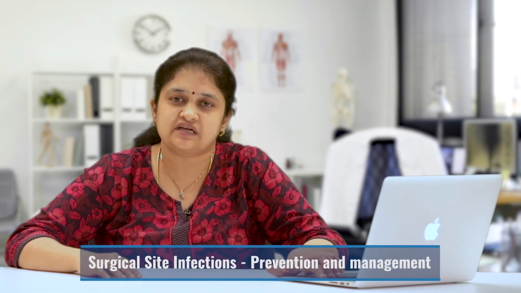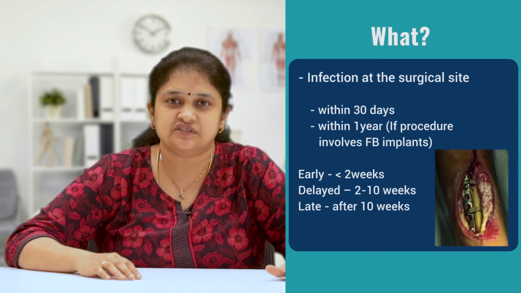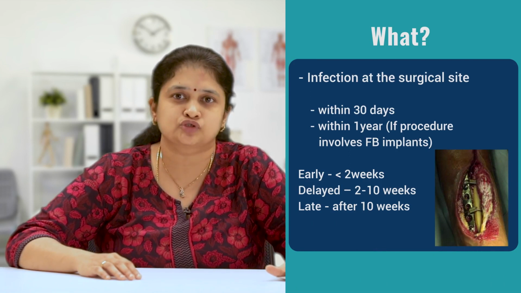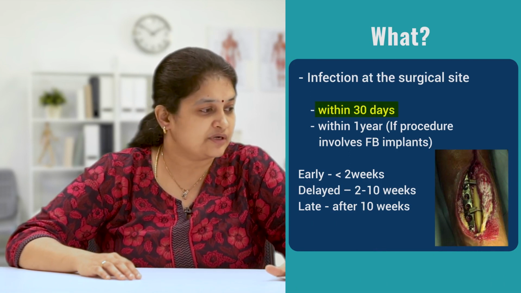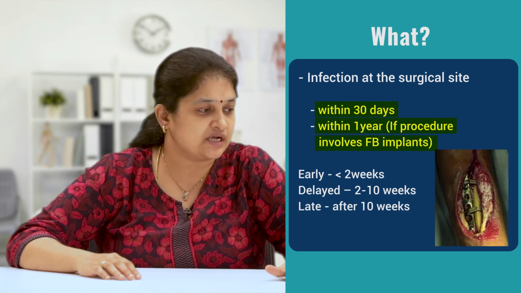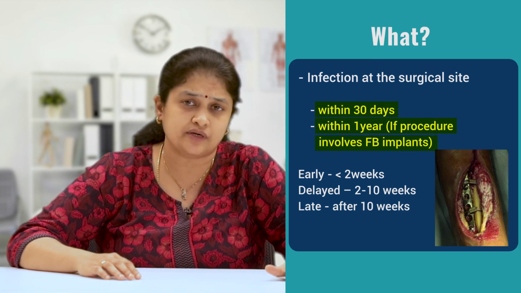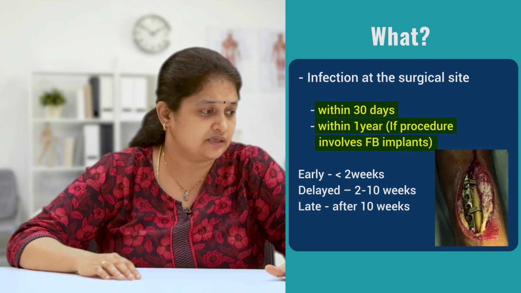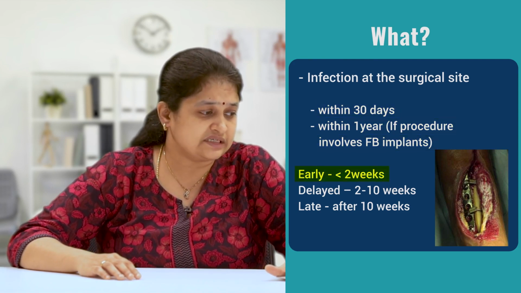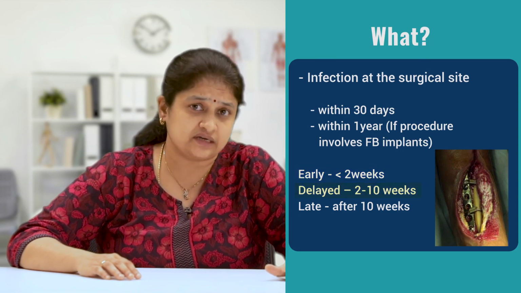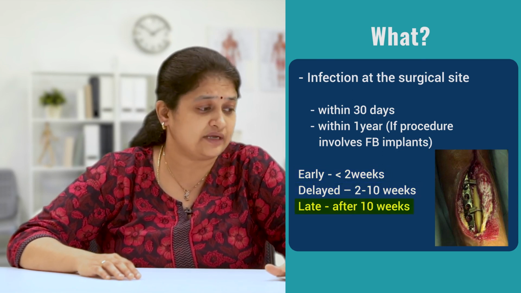So this session is about surgical site infections, prevention and management. So what is a surgical site infection? Surgical site infections are infection at the post-operative wound site anywhere between 30 days to 1 year. So within 30 days for any normal surgery, and if the procedure involves foreign body implants, it's going to be 1 year. So it can be as early as less than 2 weeks, delayed for 2 to 10 weeks, and it is called a late surgical site infection if it is more than 10 weeks.